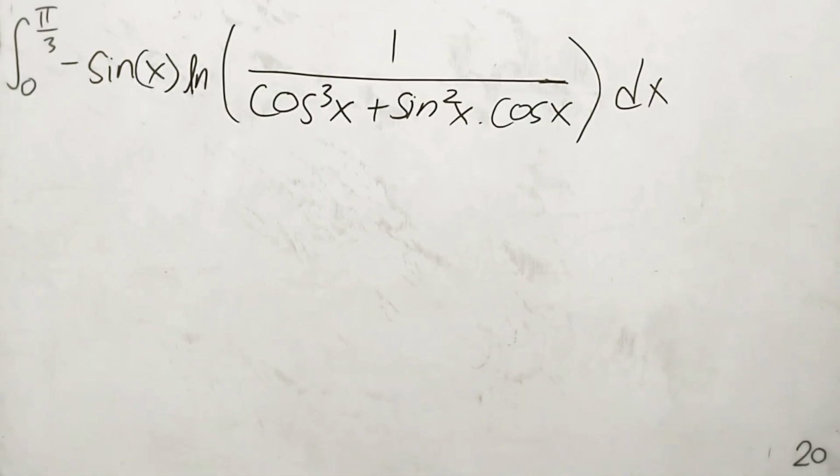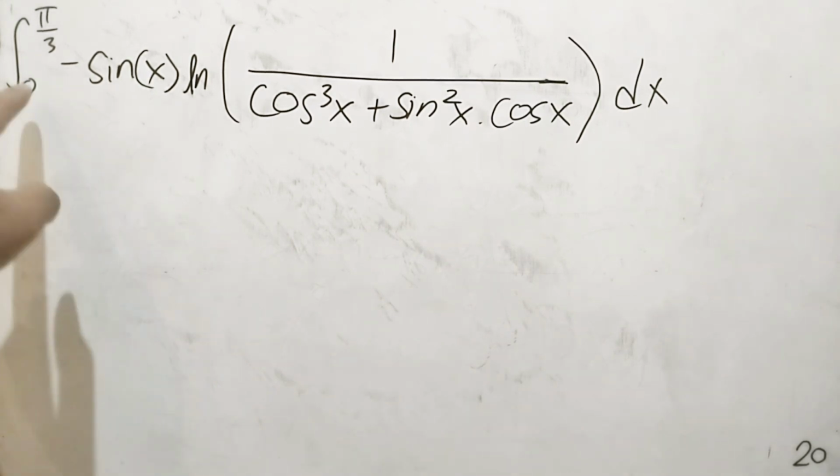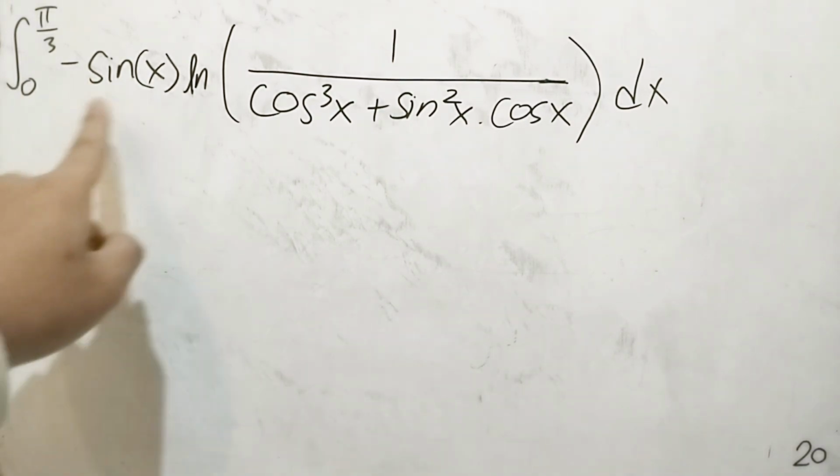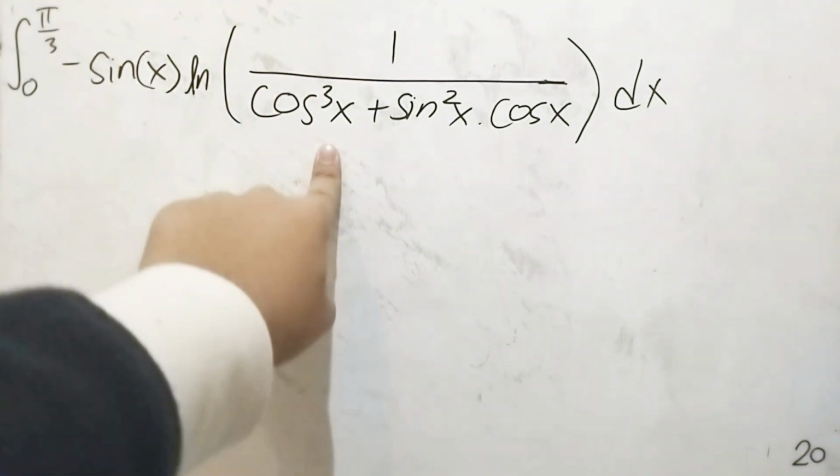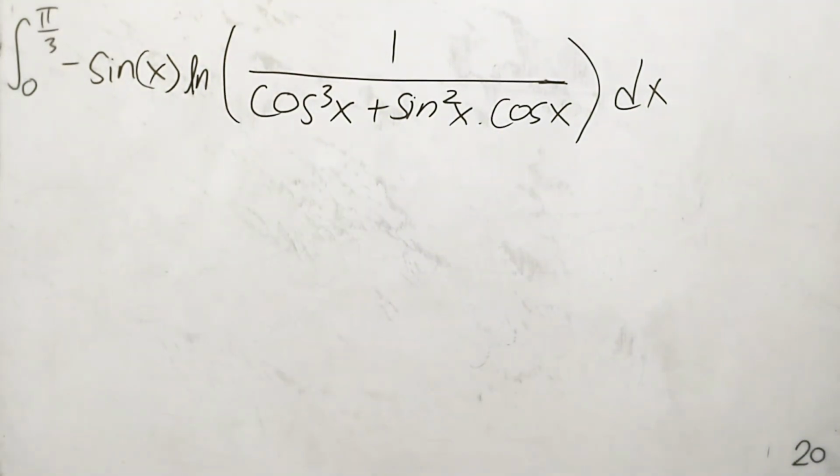So today's integral, also by the way it's day 20 right now, is the integral from 0 to pi over 3 of negative sine x times the natural log of 1 over cos cubed x plus sine squared x cos x dx. How are we going to solve this?